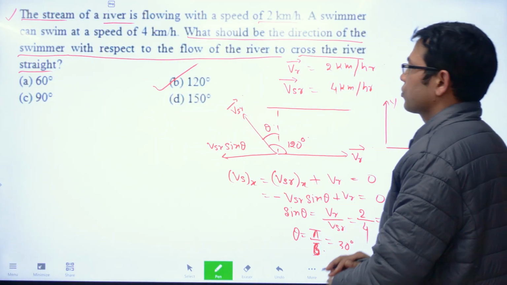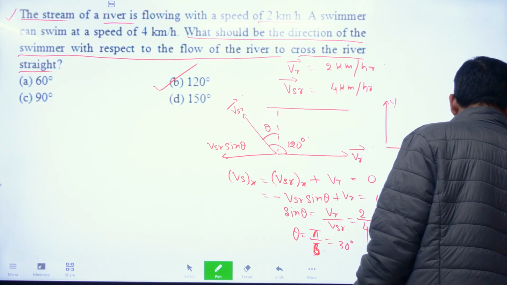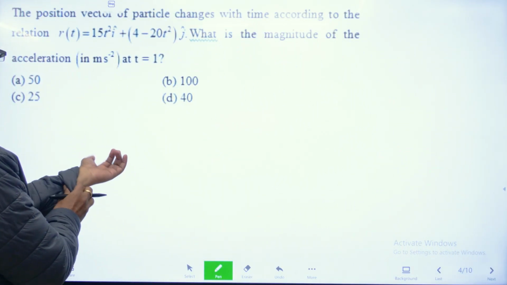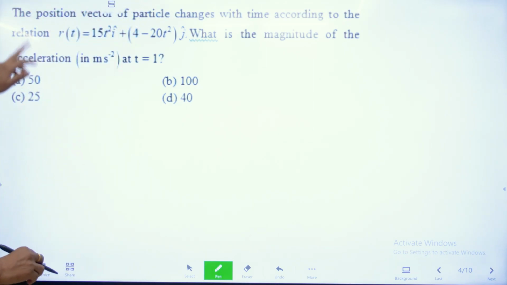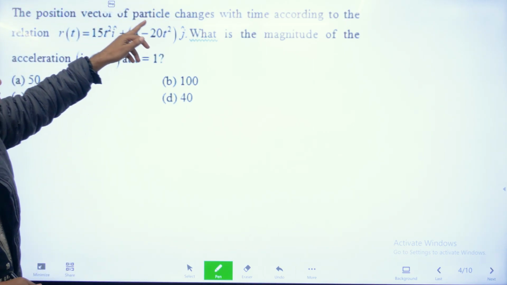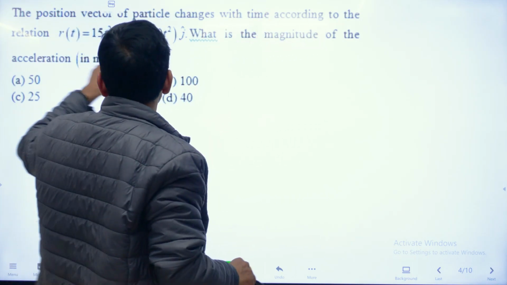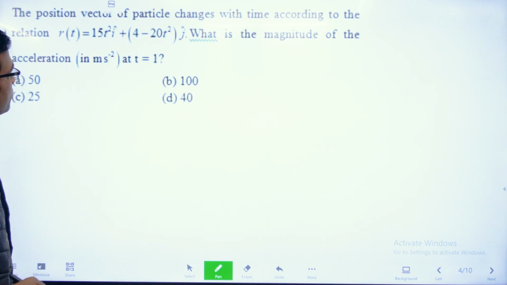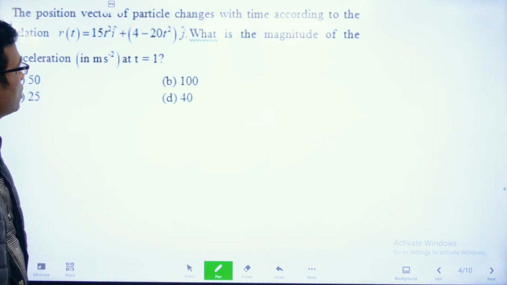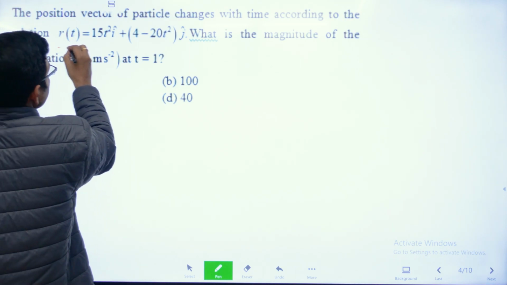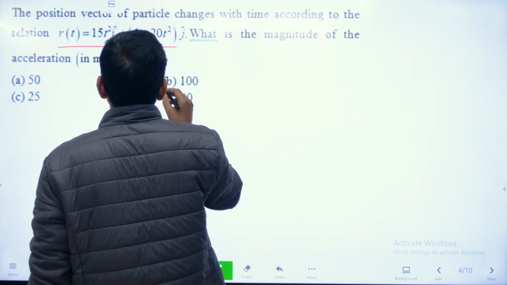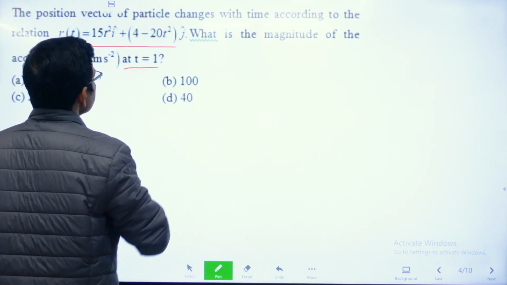So come to the next problem. This problem says that the position vector of a particle changes with time according to the relation r(t) is equal to 15 t square i plus 4 minus 20 t square j. This is the position of the particle. So what is the magnitude of the acceleration at time t is equal to 1 second?